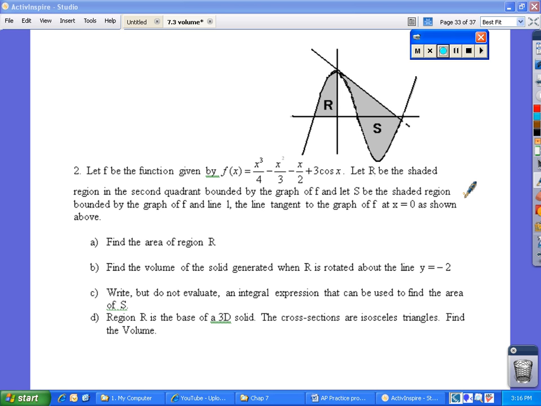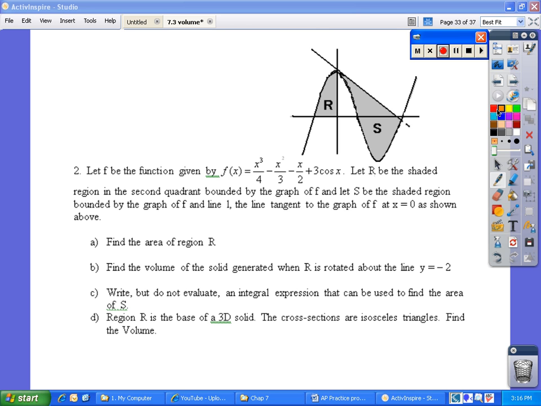All right, guys. This is problem number 2. This is a really challenging problem. You have to think about this one a lot. This is much harder than will be on the test, but I think it's good practice for you.